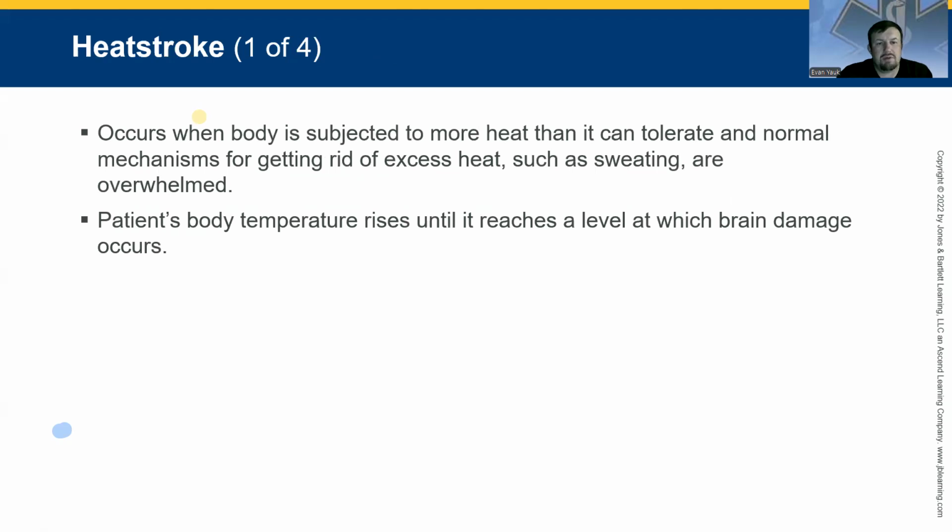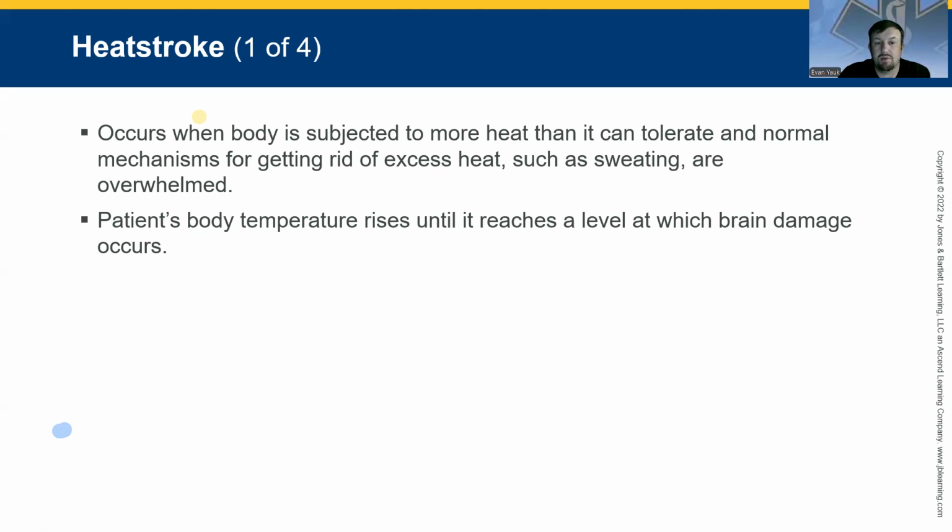Heat stroke occurs when the body is subject to more heat than it can actually tolerate, and the normal mechanisms in your body to get rid of excess heat, such as sweating, are overwhelmed. This is why they say the patient wasn't sweating due to extremely high temperatures. Their body doesn't know how to react at this point. You have more or less short-circuited that ability in your body. The patient's body temperature rises until it reaches a level at which brain damage occurs.